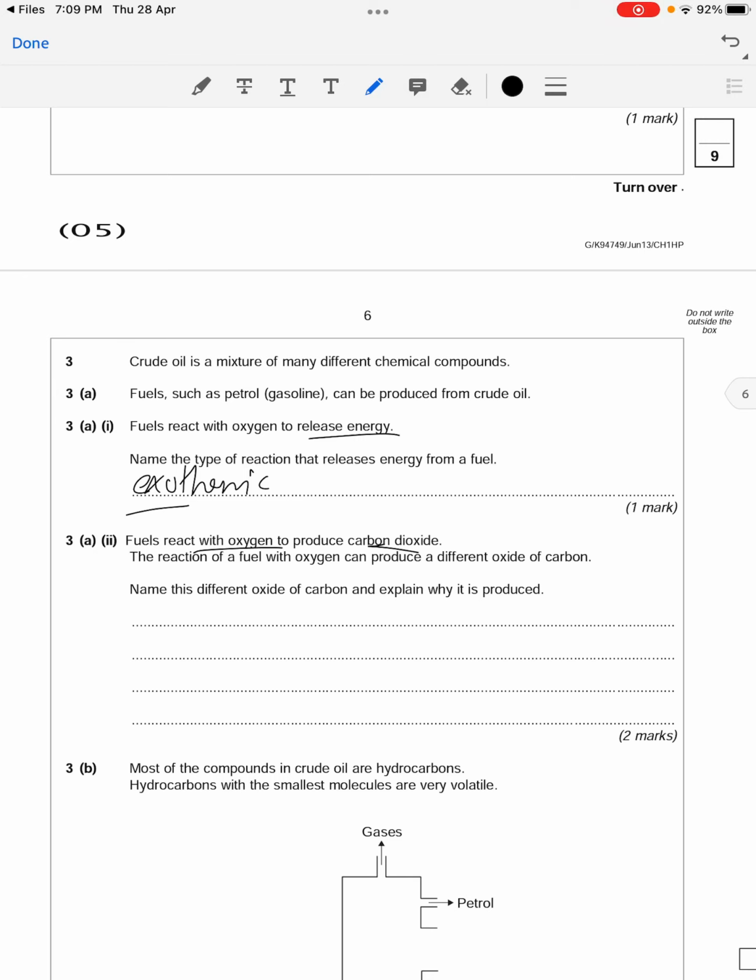So we know that another oxide of carbon could be carbon monoxide. Carbon monoxide can also be produced in a blast furnace, right? Oh no, not a blast furnace. This is crude oil. Okay. So you can say that carbon monoxide is being produced as well. Carbon monoxide is produced due to an incomplete combustion.